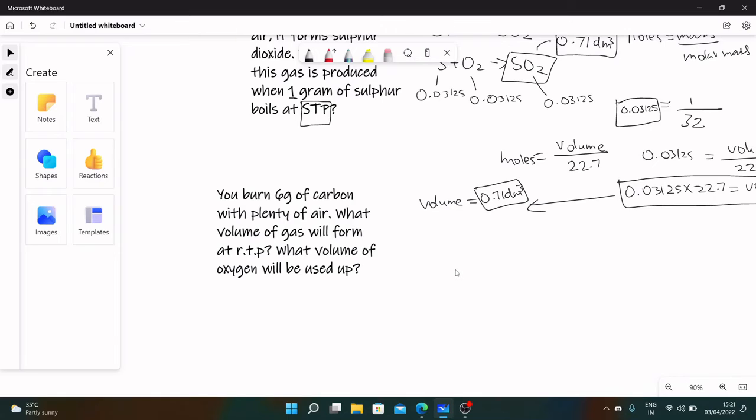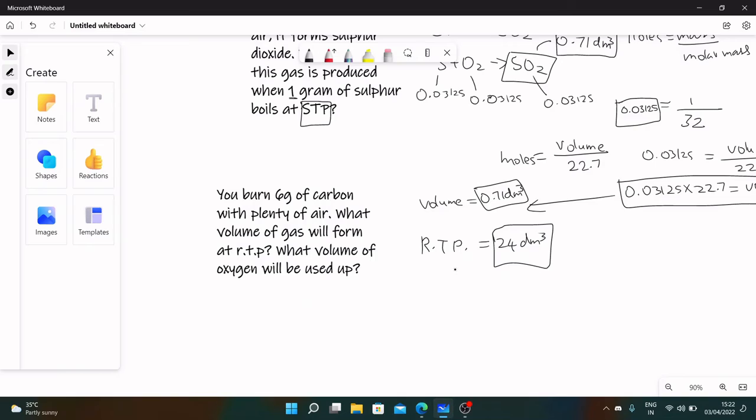You burn 6 grams of carbon with plenty of air. What volume of gas will form at RTP? What volume of gas will be used up? RTP is room temperature and pressure. This is just another fixed temperature and pressure like our STP, and the value for RTP would be 24 dm cube. So all gases at RTP would occupy 24 dm cube volume.